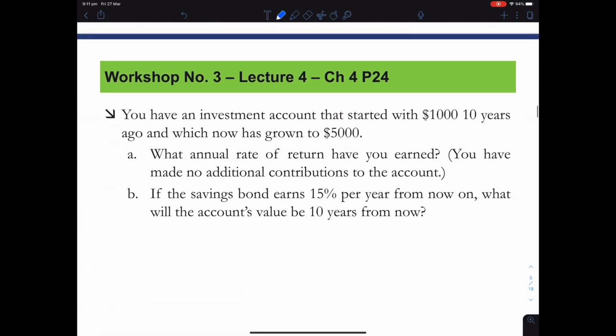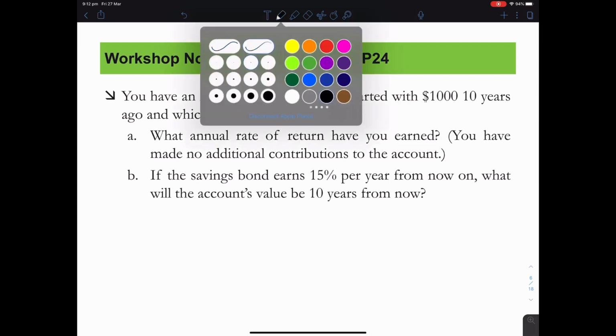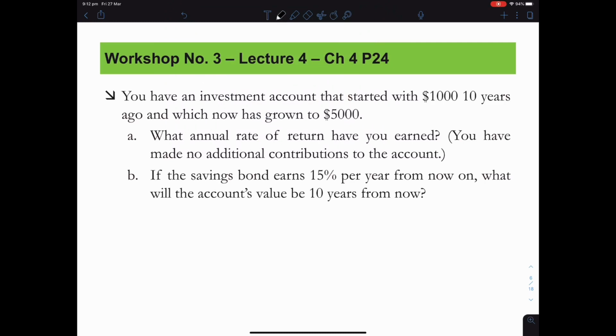The next question, chapter 4, problem 24. You have an investment account that started with $1,000 10 years ago, and which now has grown to 5,000. What annual rate of return have you earned? If the savings bond earns 15% per year from now on, what will the account's value be 10 years from now? All right, let's answer the first part first.